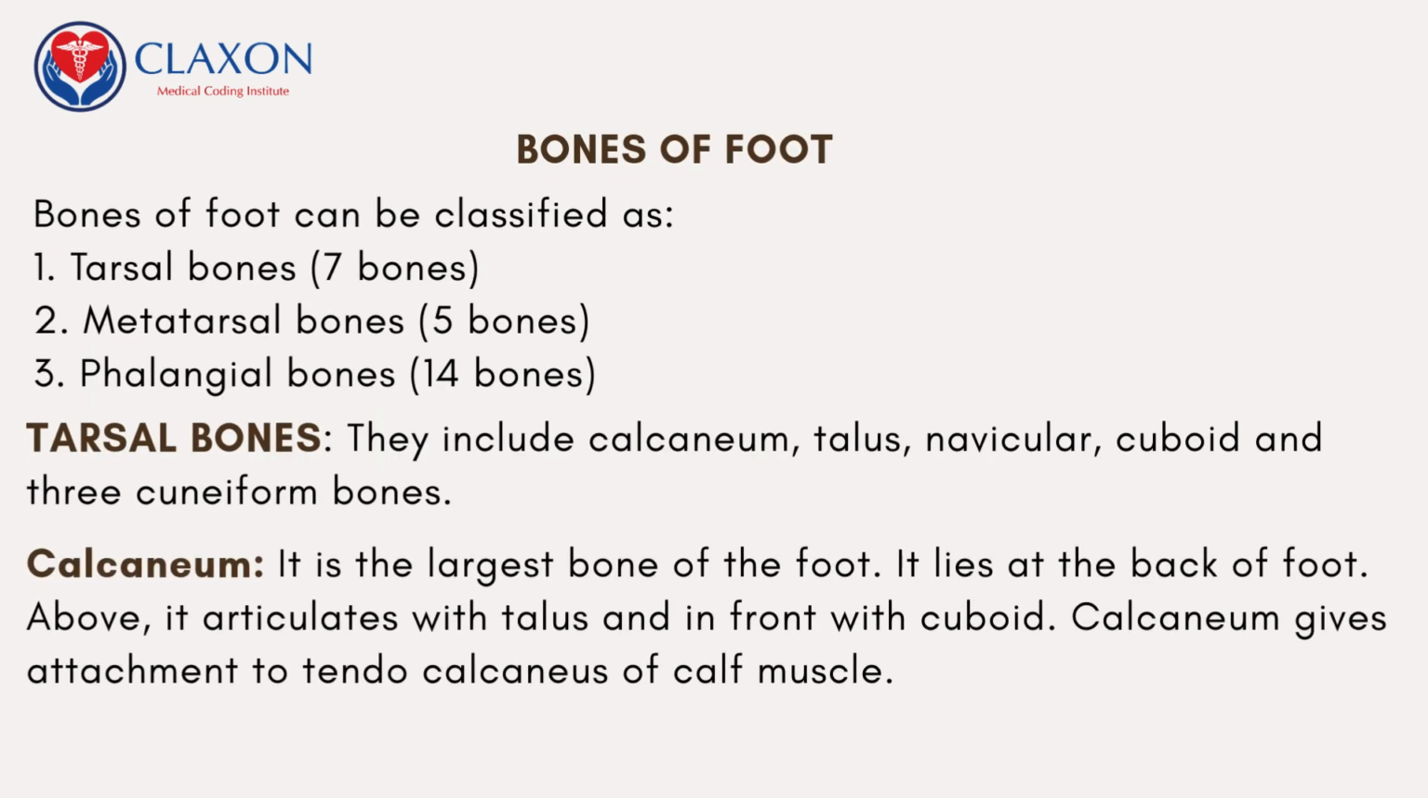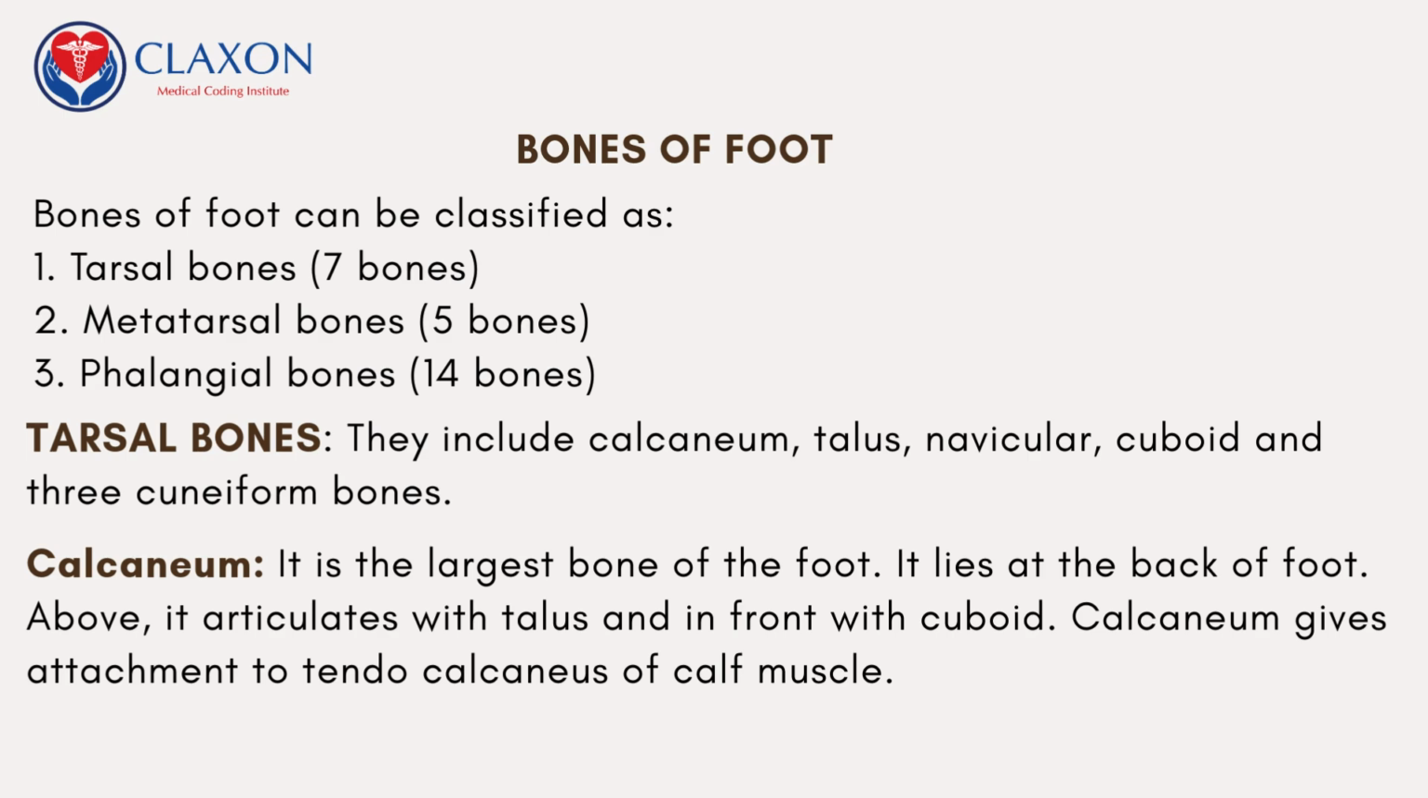Bones of foot. Bones of foot can be classified as 1. Tarsal bones, 7 bones. 2. Metatarsal bones, 5 bones. 3. Phalangeal bones, 14 bones. Tarsal bones. They include calcaneum, talus, navicular, cuboid and 3 cuneiform bones.